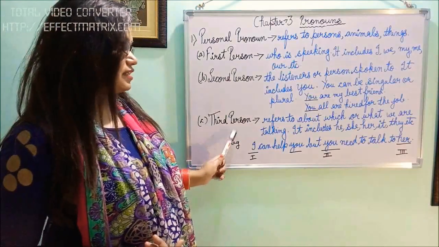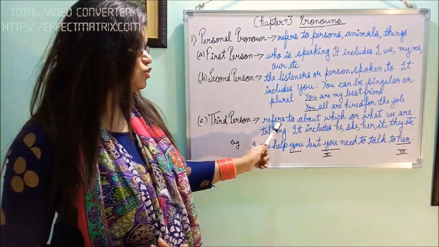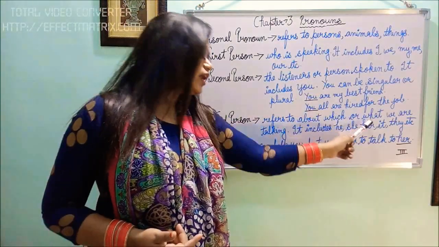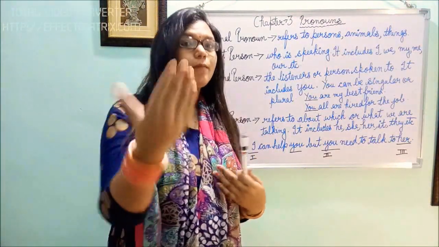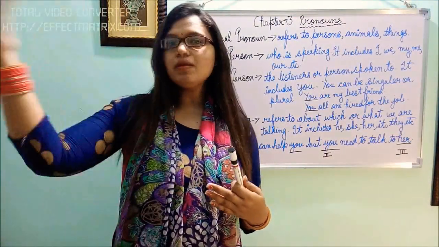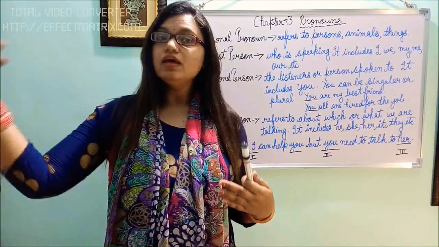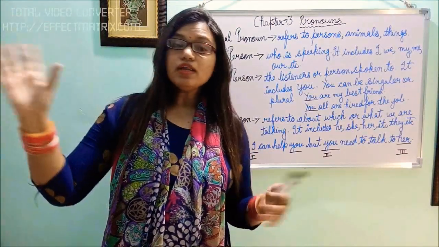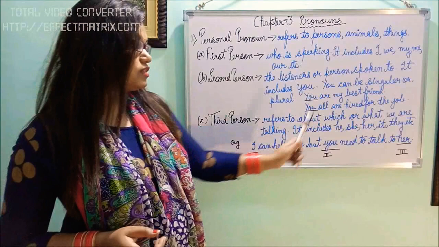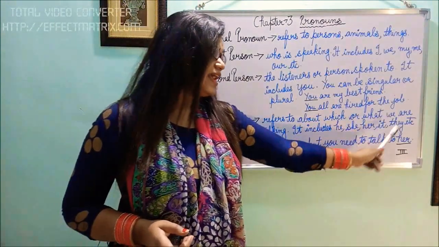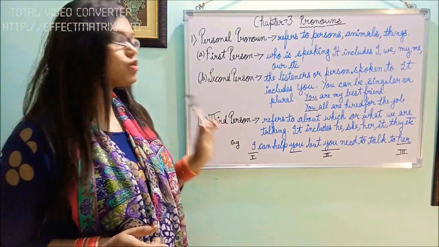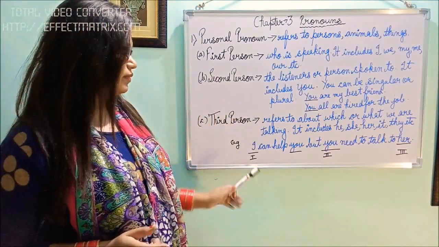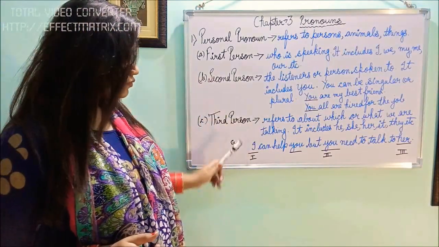Now, third person. Third person refers to about which or what we are talking. That means I am talking to you, but we are talking about some other person like any girl, he, she or any boy. Right? So, it includes he, she, it, they, etc. Now students, one example I am giving you which includes all the three kinds. See here.